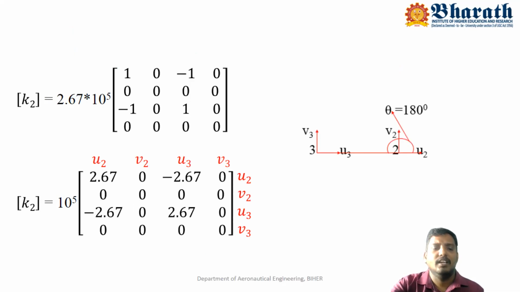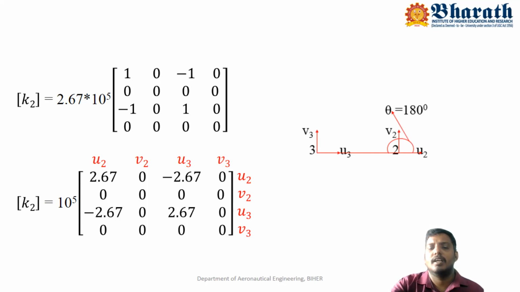You see that we will get the stiffness matrix K2 with values 10 power 5 times 2.670, minus 2.670, then 0, 0, 0, 0, then minus 2.670, 2.670, then 0, 0, 0, 0. Suppose you take node 2 as a reference node and measure the angle, then the top I have written is U2, V2, U3, V3.